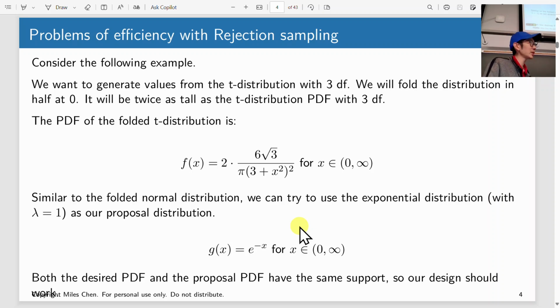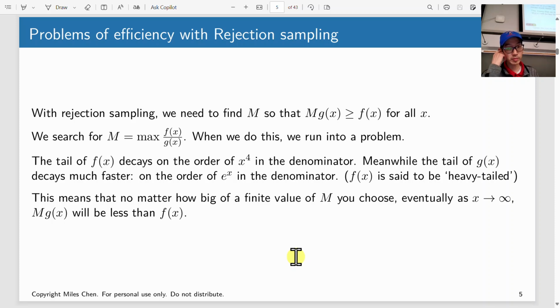So we might say, well, that worked well for the normal distribution, so let's try it for this situation. Here's the PDF of the t distribution, and I've multiplied it by 2 because, again, I folded it in half. And then here's the PDF of the exponential distribution, and we want to try this out.